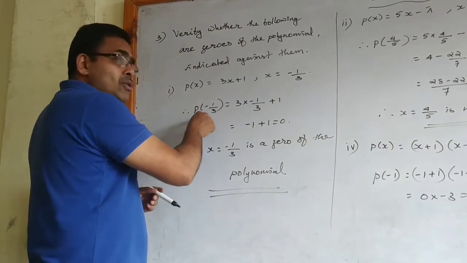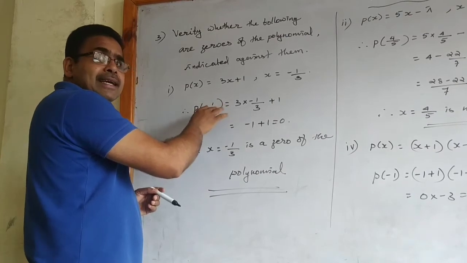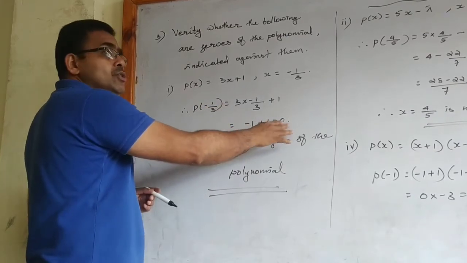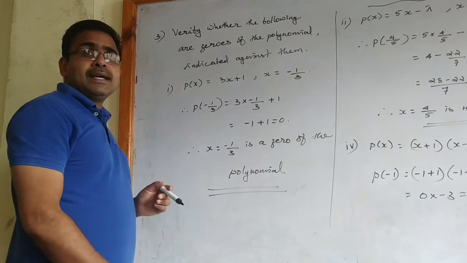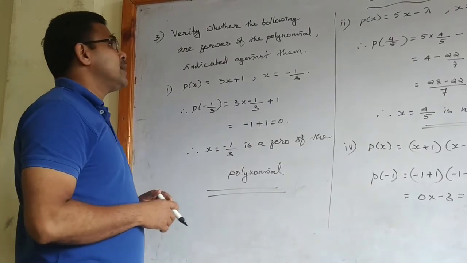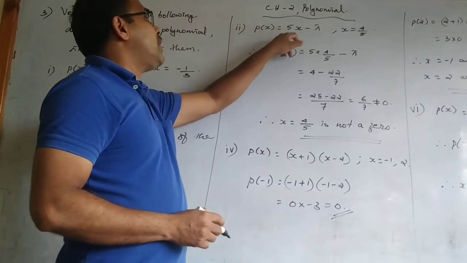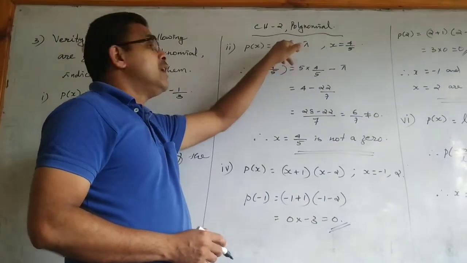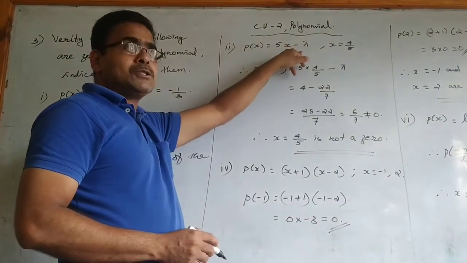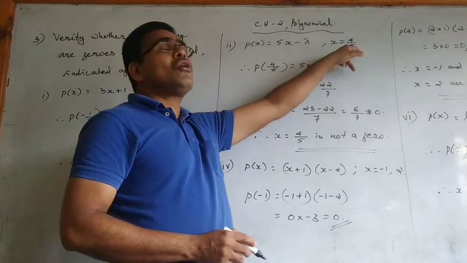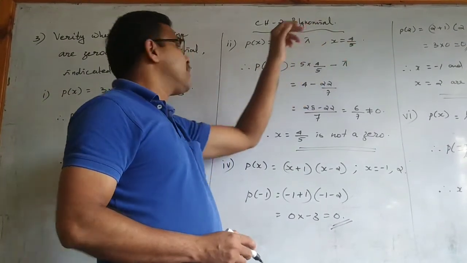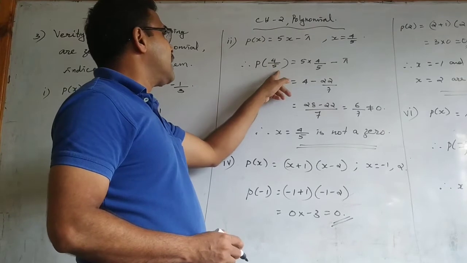If after calculating with the given value indicated against it, the result comes equal to 0, then we can verify that it is a zero of the given polynomial. Now see, coming to the second question. P of x equal to 5x minus pi. X equal to 4 divided by 5. See, P of 4 by 5 we calculate.